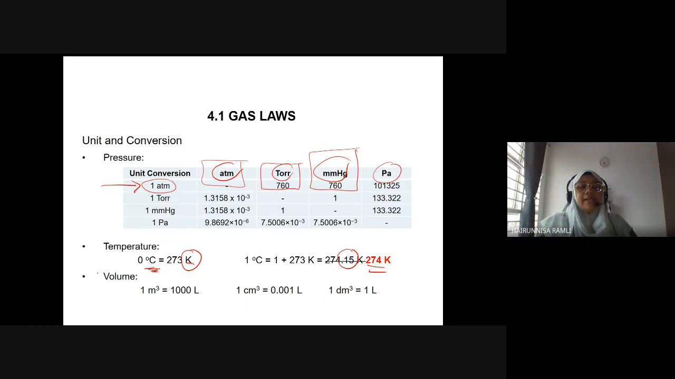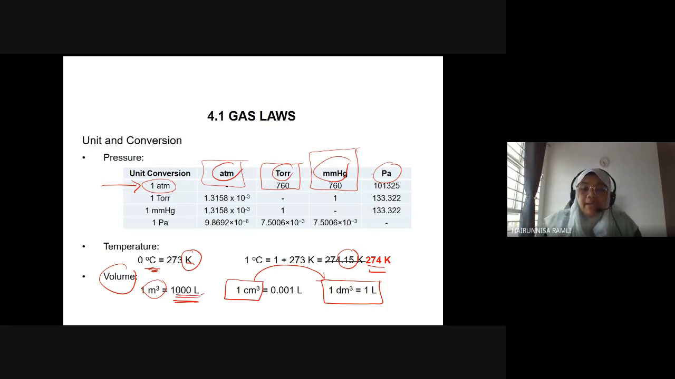Okay, other than that, conversion of the volume. You paling selalu kita pakai biasanya unit dia adalah liter atau dm cube. Cuma soalan suka bagi dalam unit cm cube. So you have to convert to liter lah, from cm cube to liter. And ada juga case, nanti saya akan tunjuk, tiba-tiba terjumpa pula volume dalam bentuk meter cube. Still you have to know that conversion unit dia macam mana.